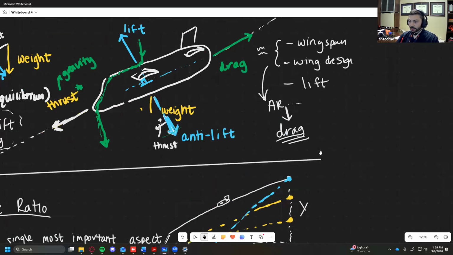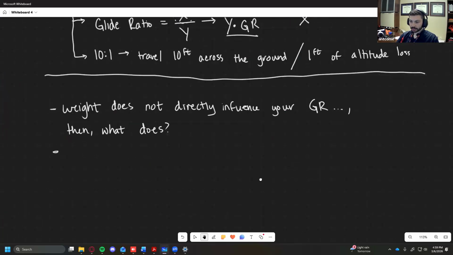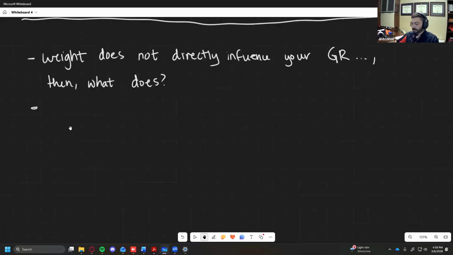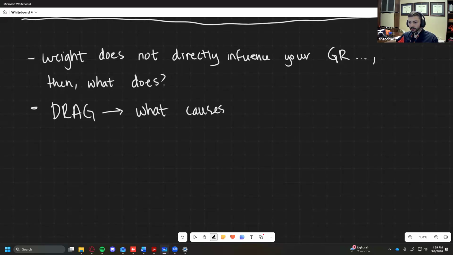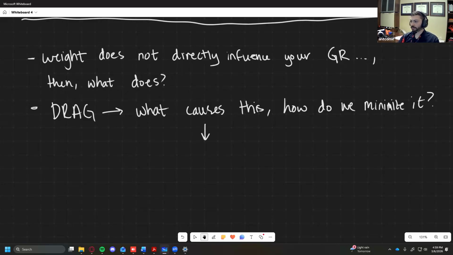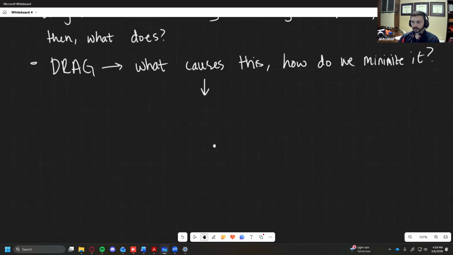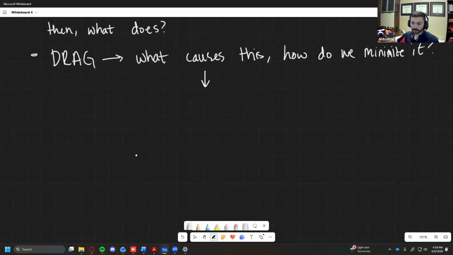But anyway, yes. So ultimately, drag. Drag is your worst enemy in this case. So let me write that out. Drag. And so what we need to figure out is what causes this? How do we minimize it? So that's what we're going to move into here. And just a couple of key takeaways here that we're going to talk about in just a second.